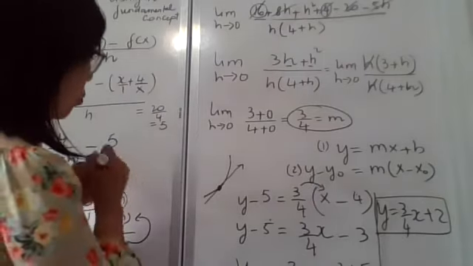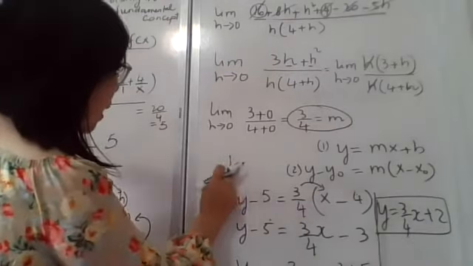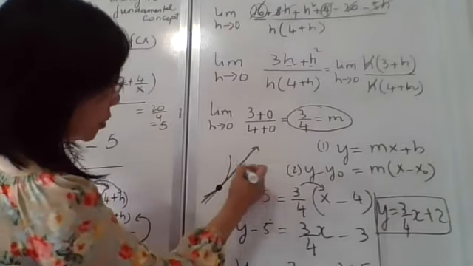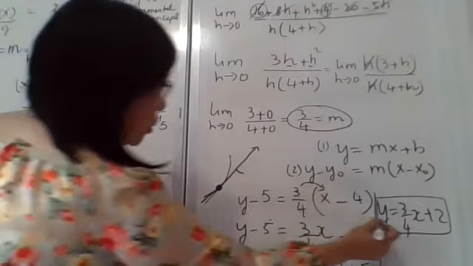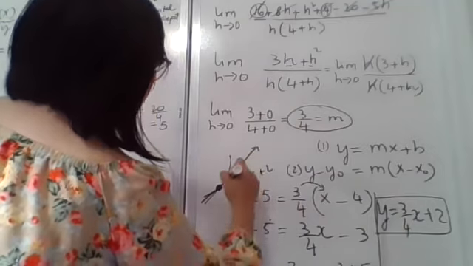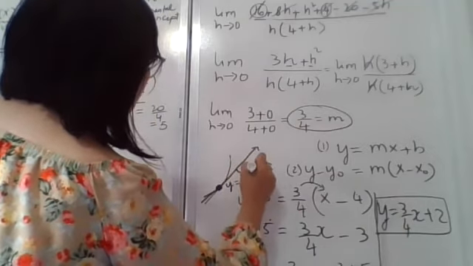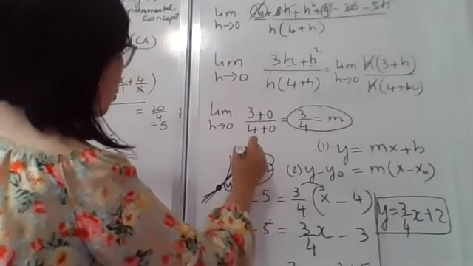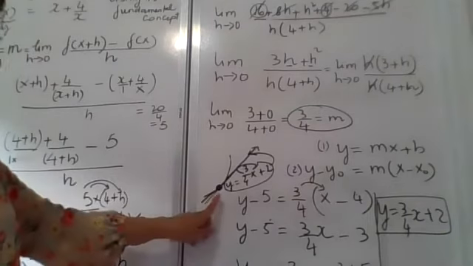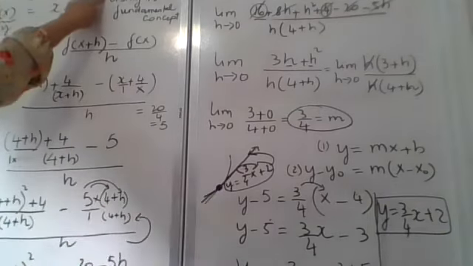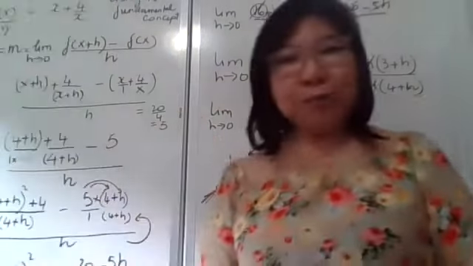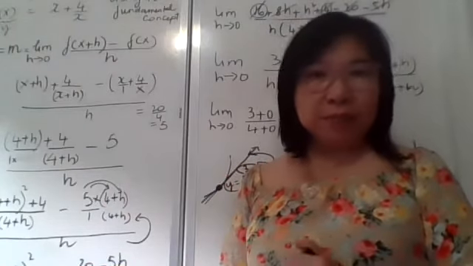And now the question asks you to find an equation of a tangent line. So now you apply the linear concept, because your tangent line is linear, and this is the equation you find here, 3 over 4x plus 2, right? Your equation like this is the equation of your tangent line, touching at the point 4 for x and 5 for y.